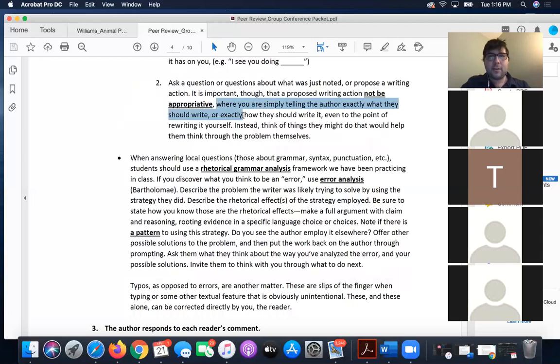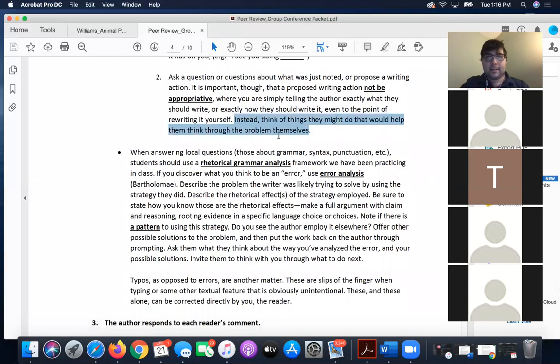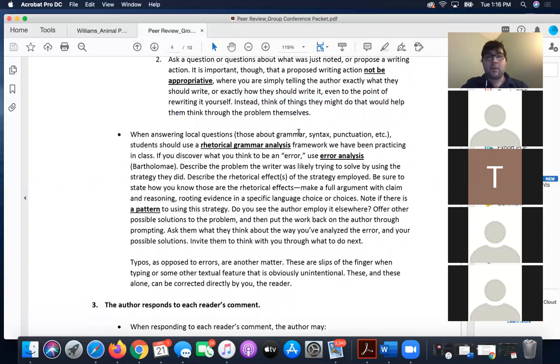So you don't want to just tell them exactly what they should write, exactly how they should write it, or even rewrite bits of text yourself, like maybe you should say something like this. That would be appropriative feedback. Instead, think of things the author might do to help them think through the problem themselves or to get unstuck.